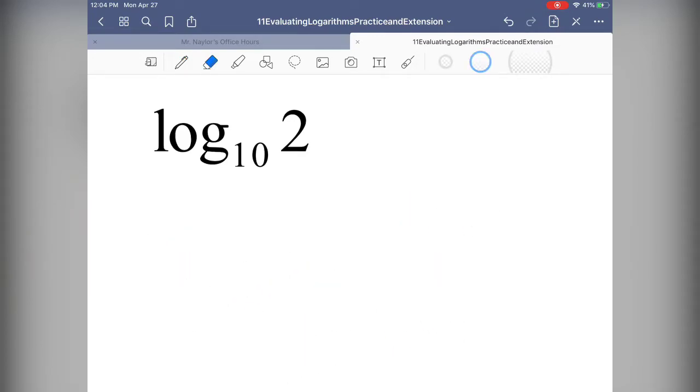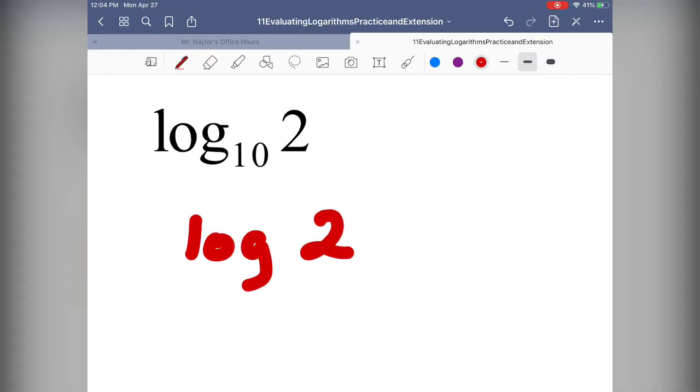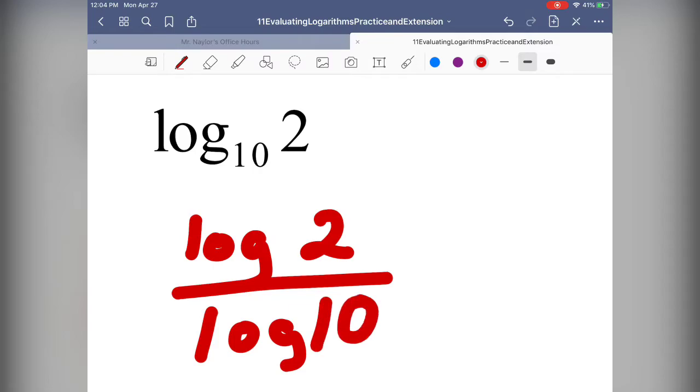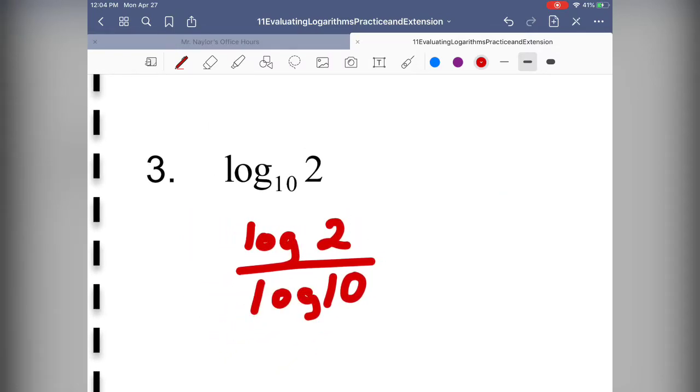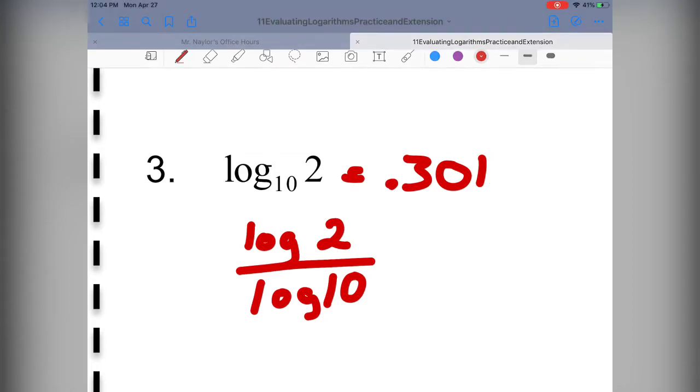And so when you do this division problem correctly using the change of base formula, you actually do the log of 2 divided by the log of 10. You have to actually divide in that order. Now, when you do that on your calculator, you should end up with 0.3. But I want to show you something kind of interesting here about logarithms and your calculator.